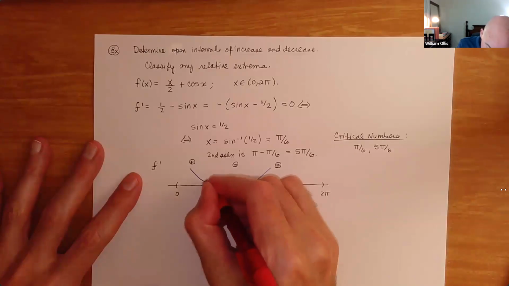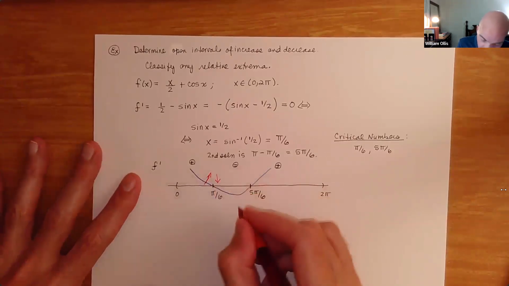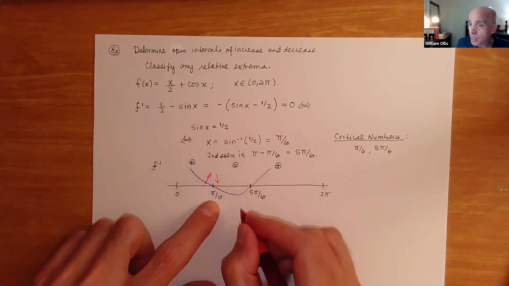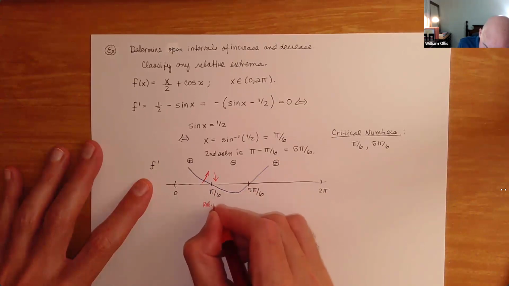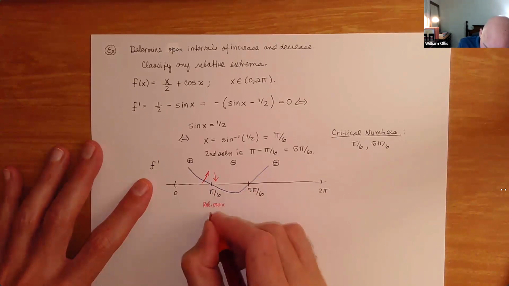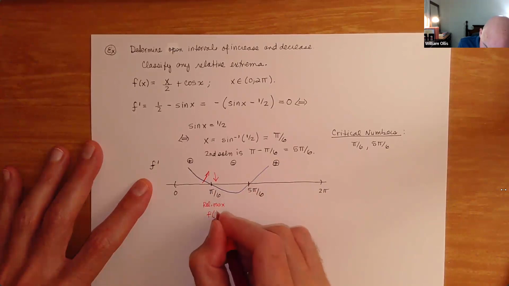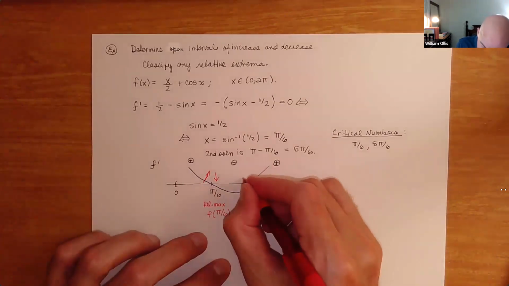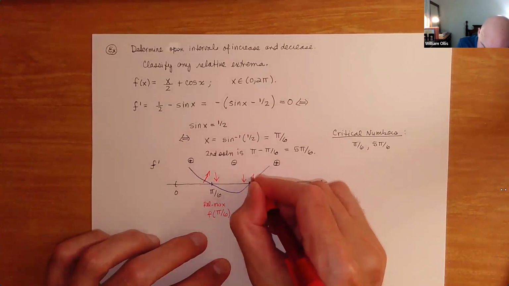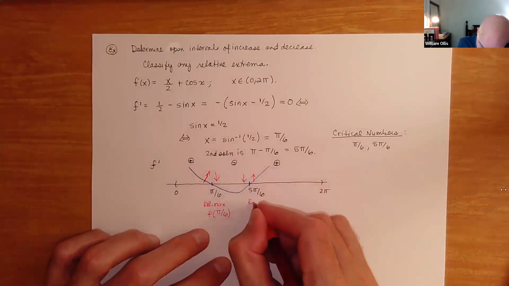So here we have increase, decrease. So what we have defined here is a relative max. So we say relative max, and we'll just write it f of pi over 6 right there. Now, of course, we have decrease and then increase. This defines the relative min.